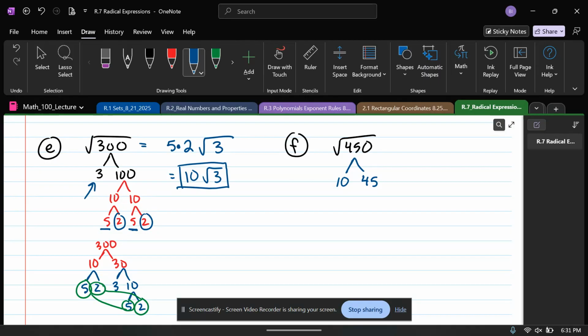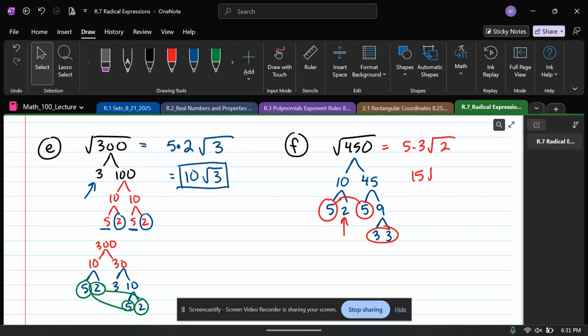And then I'm going to break those numbers apart. I'm going to break apart the 10. That's a 5 and a 2. I'm going to break apart the 45. That's a 5 and a 9, isn't it? And then the 9 breaks apart, 3 and a 3. So I got a pair of 5s. Got a pair of 3s. I got a 2 that doesn't have a buddy. 5 times 3, radical 2.